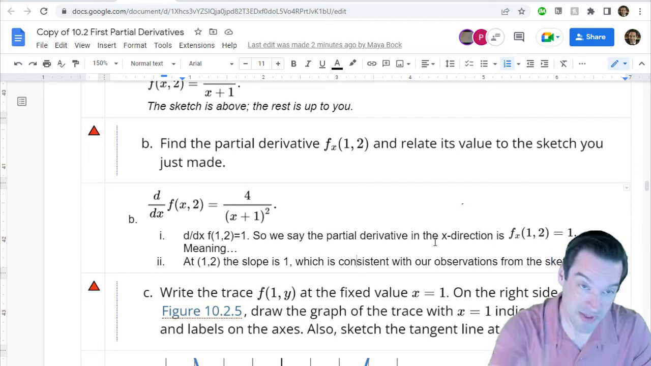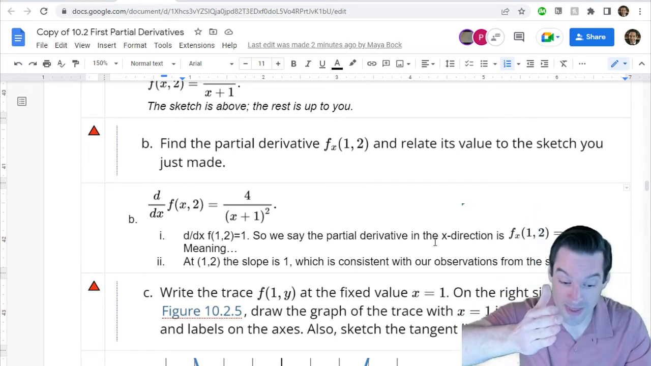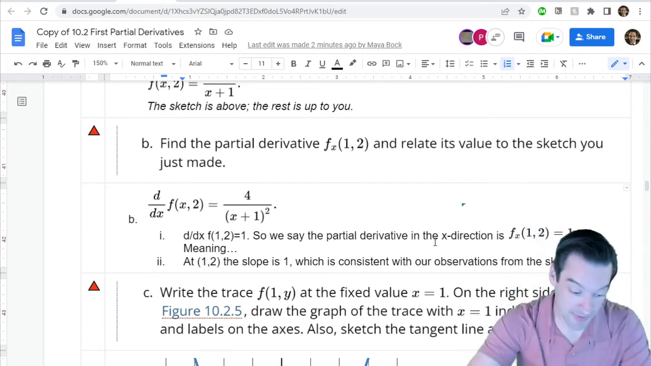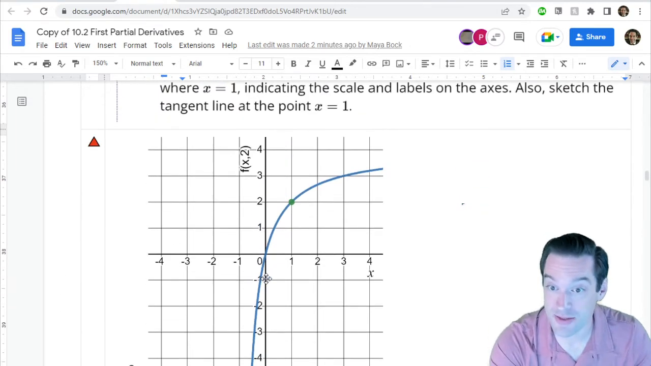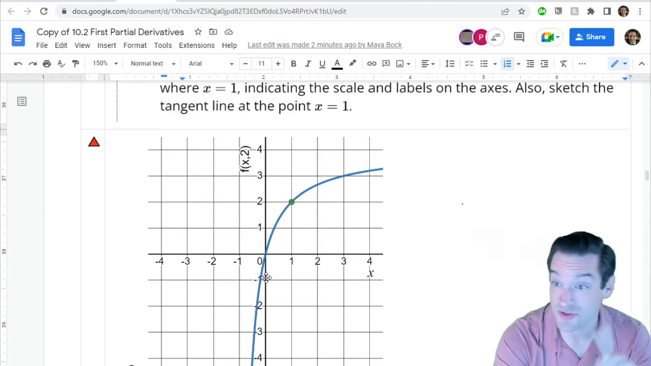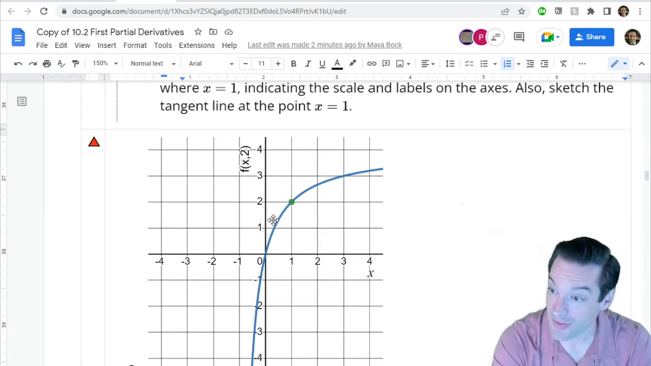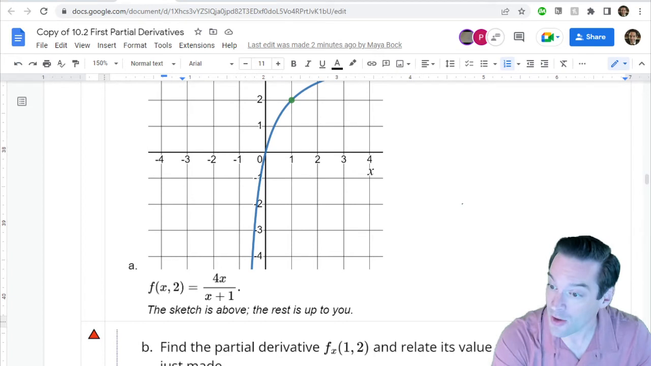So it's like we set y equal to a constant, then we take the x derivative and set x equals 1 to find the slope of a tangent line to this curve in 2 dimensions, to this trace. Right? And that slope being 1 comports with the 45-degree diagonal line that looks like it would be tangent to this curve at that point. Right? So far so good.